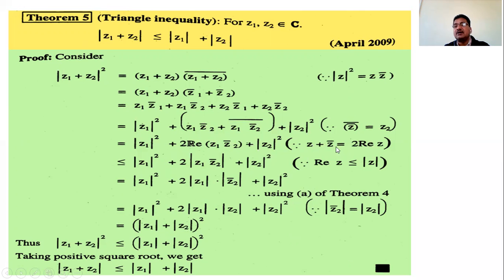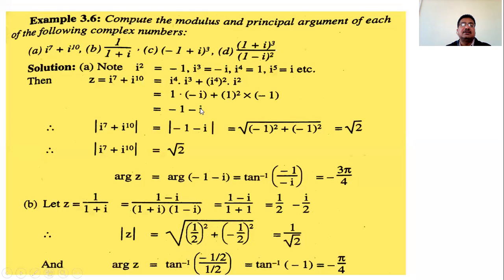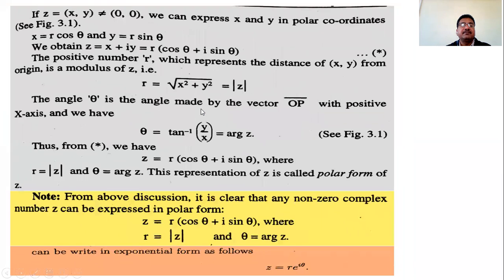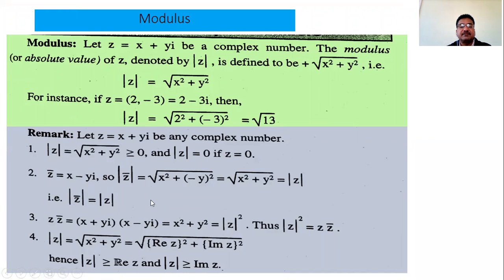And all these remarks we observe after the definition of modulus and argument. What are the properties of the modulus? These are the properties: modulus of z bar and modulus of z are both the same. Mod z square is z into z bar. And mod z is greater than or equal to the real part of z. And z plus z bar. So all these remarks.